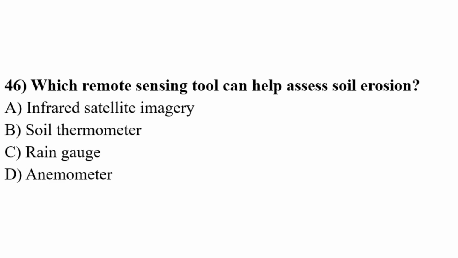46. Which remote sensing tool can help assess soil erosion? A. Infrared satellite imagery. B. Soil thermometer. C. Rain gauge. D. Anemometer. Answer: A. Infrared satellite imagery.